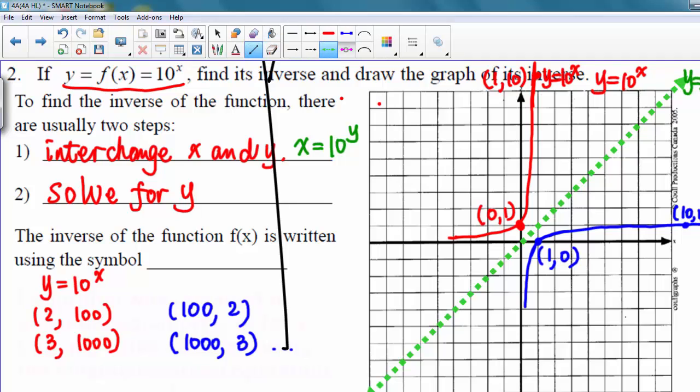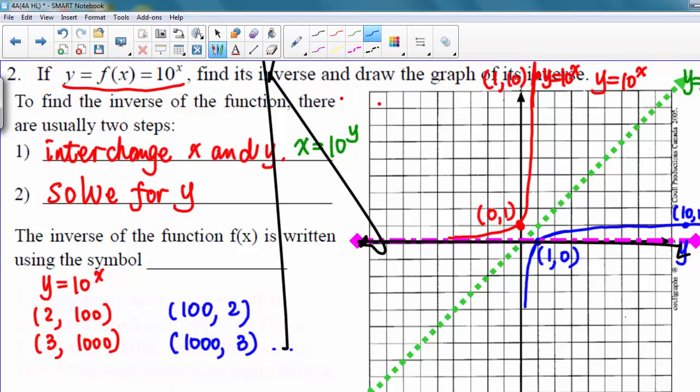And we also know the original function has a horizontal asymptote, which is y equals 0. And this y also becomes x. So we will know the inverse function should have a vertical asymptote, which is x equals 0. Okay, so right now, we need to look at how we can find the y value here. In order to find this y, we have one mathematician. We will introduce this mathematician later on.